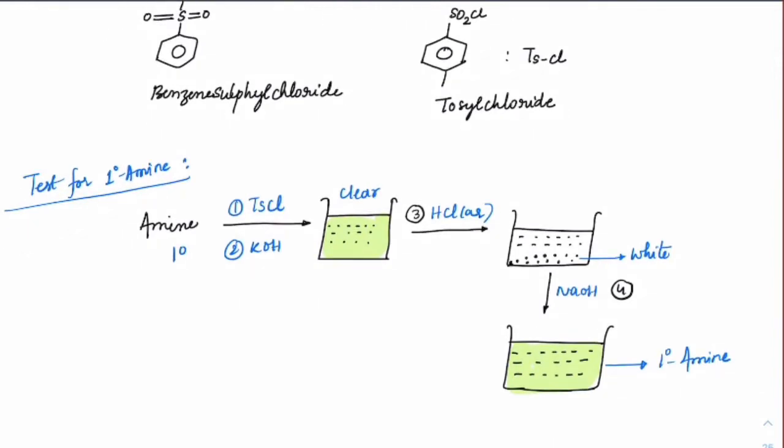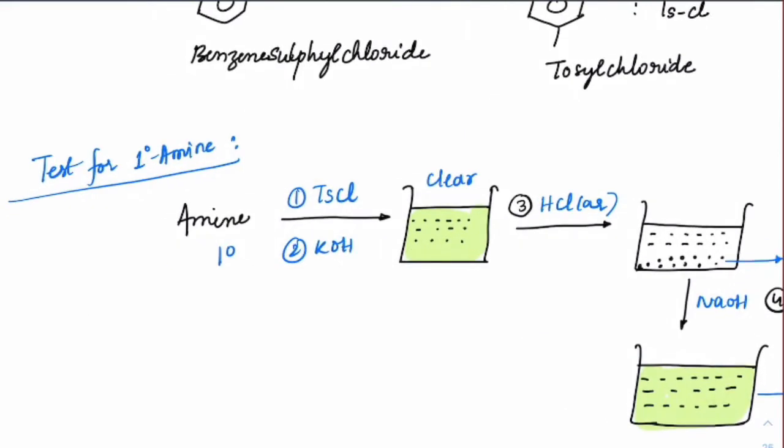What we will do is, suppose we have a primary amine and we react that with tosyl chloride. So for instance, if we have RNH2 and I am treating that with TsCl, what we expect is that it will attack on Ts and we will get RNHTs plus HCl.